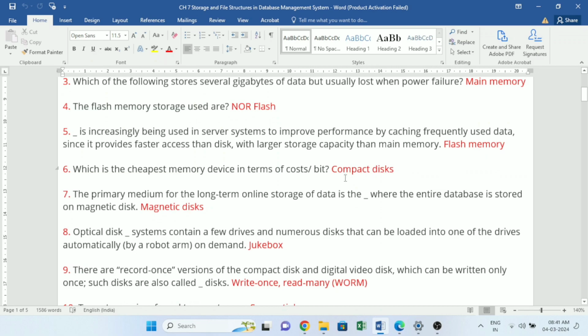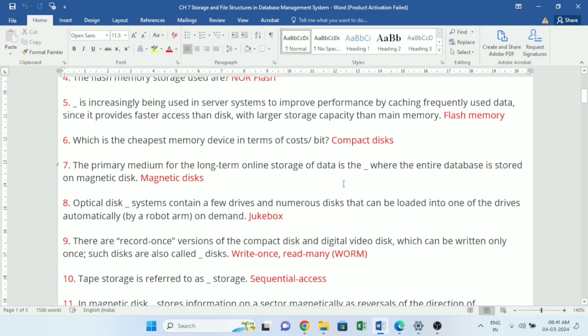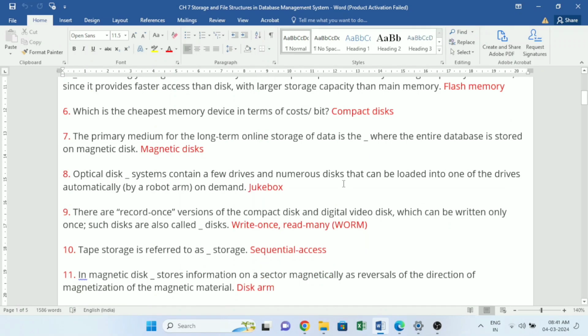5. Underscore is increasingly being used in server systems to improve performance by caching frequently used data, since it provides faster access than disk, with larger storage capacity than main memory. Flash memory. 6. Which is the cheapest memory device in terms of cost/bit? Compact disks. 7. The primary medium for the long-term online storage of data is the underscore, where the entire database is stored on magnetic disk.